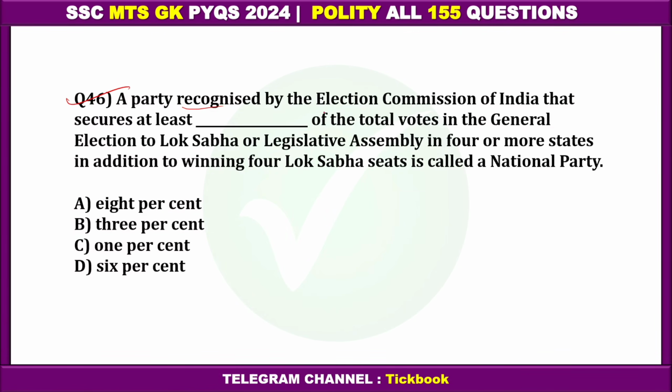46. A party recognized by the Election Commission of India that secures at least dash of the total votes in a general election to the Lok Sabha or Legislative Assembly in 4 or more states, in addition to winning 4 Lok Sabha seats, is called a national party. Secures at least dash of the total votes. Option number D, 6%.